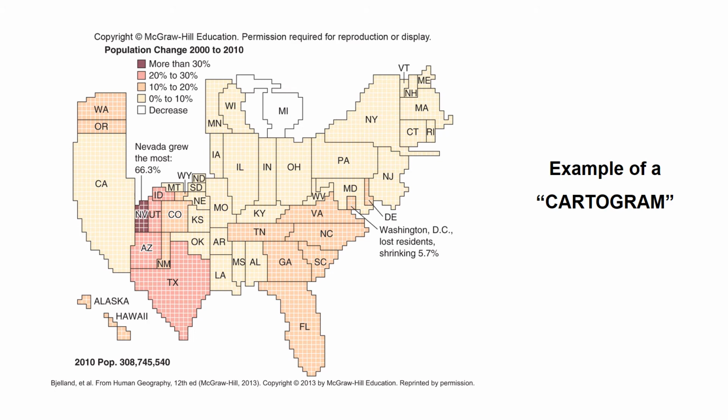This is an example of a cartogram where the size of the state is scaled in not its areal size, but its size in population terms. For example, here New Jersey is a small state in areal terms, but it's quite a populous state. Whereas a state like Montana, it's areally one of our largest states, but in population terms, there's not many people living there.